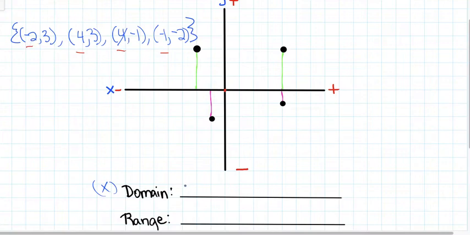So we've got, and you're going to use the little squiggly line brackets, -2, then -1, and then we have the 4. Okay, we're done with that one.